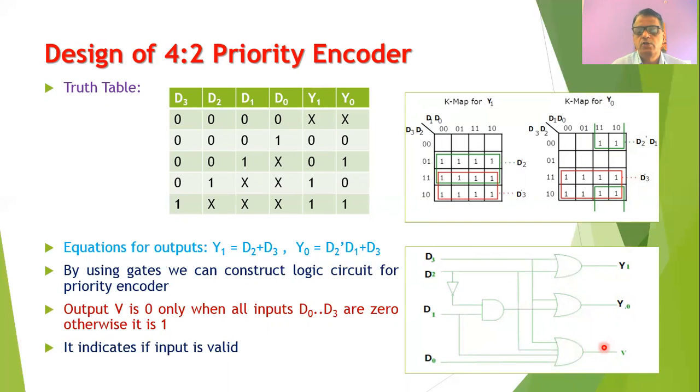So one can easily observe that the output V is obtained from an OR gate where D0, D1, D2, and D3 are the inputs to the OR gate, and its output is called a valid check for the input.